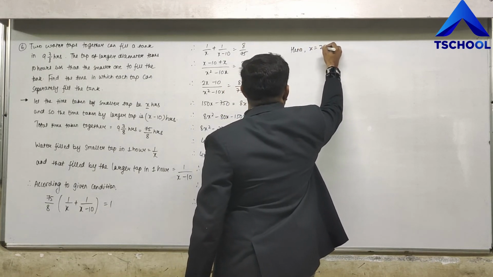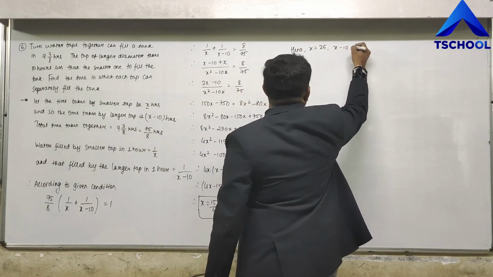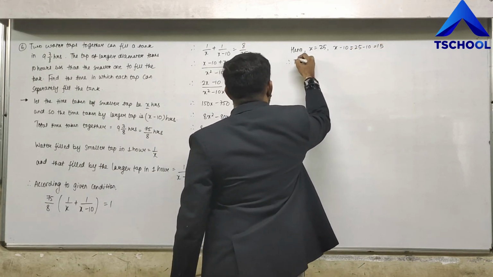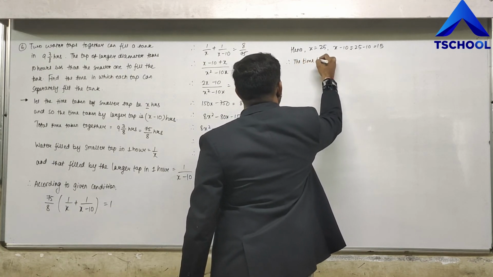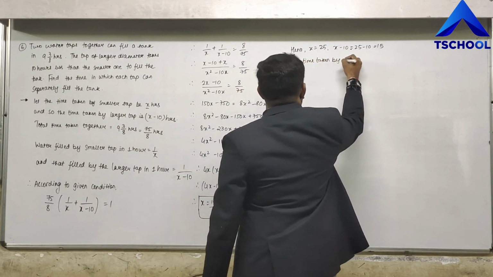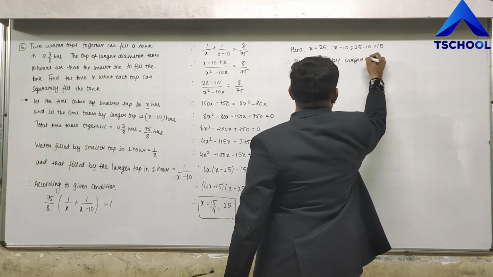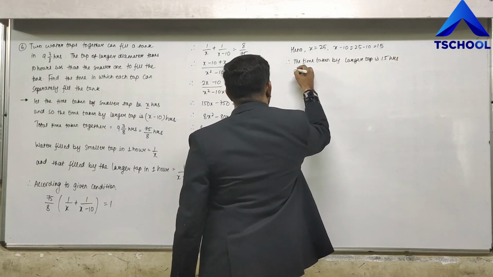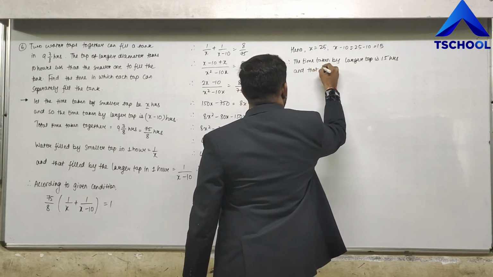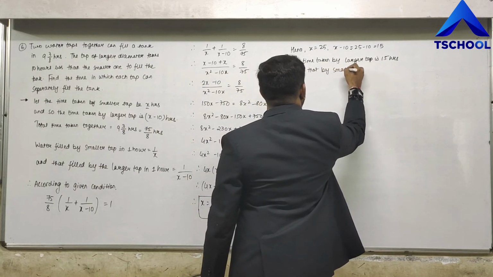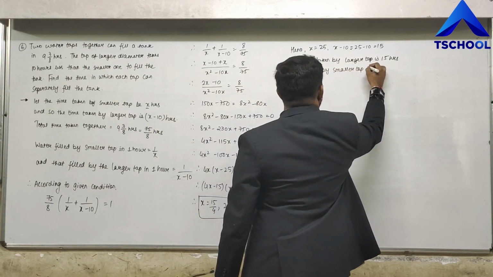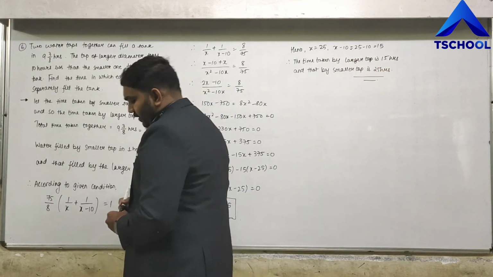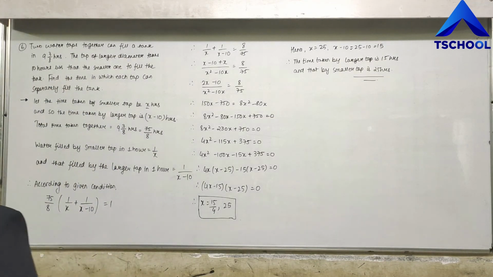hence x equals 25 and x minus 10 equals 25 minus 10, which is equal to 15. Therefore, the time taken by the larger tap is 15 hours and that by the smaller tap is 25 hours, right? So in this way you can complete the whole solution.